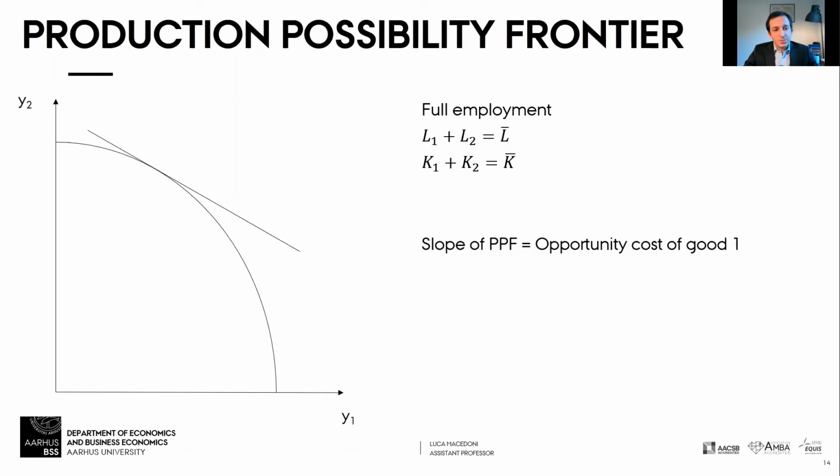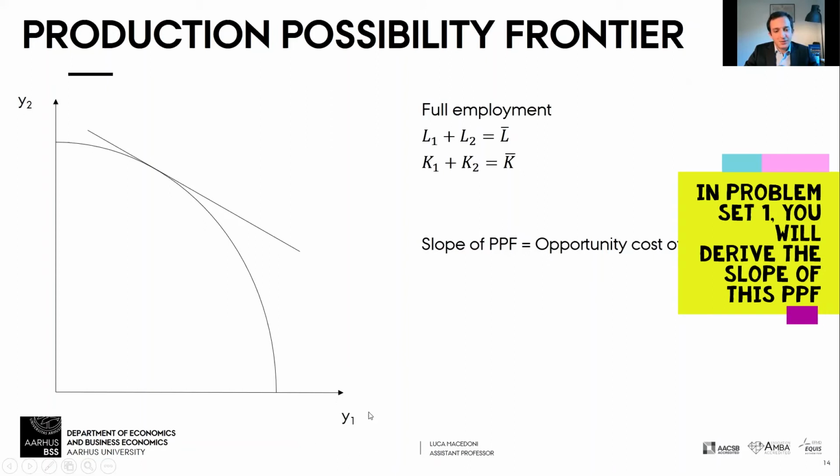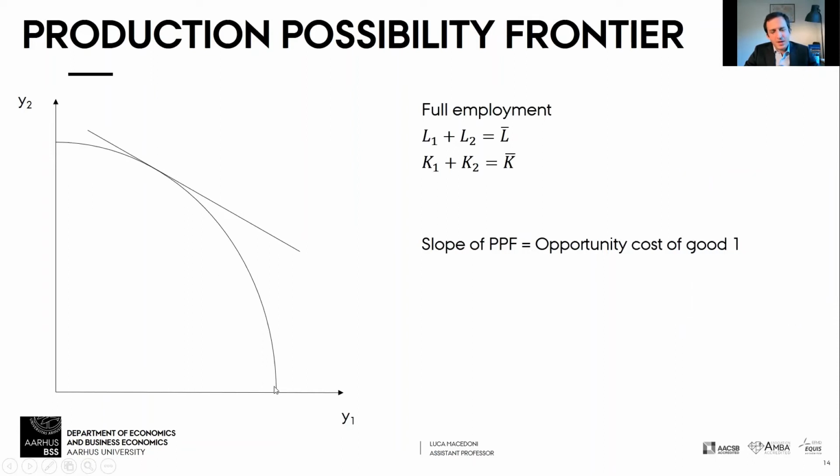Now, the production possibility frontier will be represented by this concave function. Notice here that, as we saw in the Ricardian model, the slope of the production possibility frontier is the opportunity cost of the good on the horizontal axis, good one. And here we have a concave, or more generally a curved PPF, because the unit labor requirements and the unit capital requirements are no longer constant. Okay?